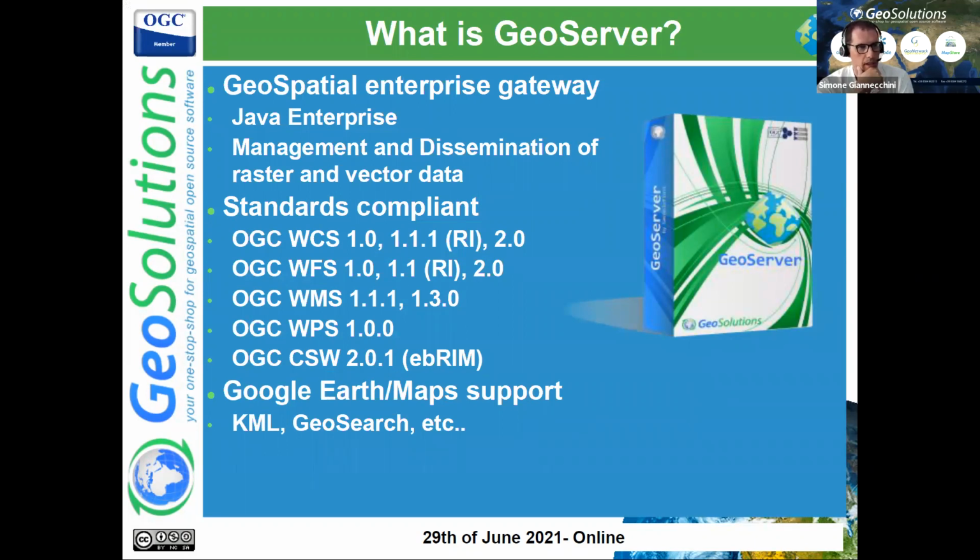Simply put, you can take your geospatial data, shapefiles, GeoTIFFs, PostGIS, Oracle, etc. Configure GeoServer to serve it, and then you can access it using a number of OGC standards as well as de facto standards. So you can create maps by styling your data and accessing them through WMS or WMTS. You can access vector data via WFS. You can access raster data via WCS. You can pre-process and you can process your data using WPS, and so on and so on.